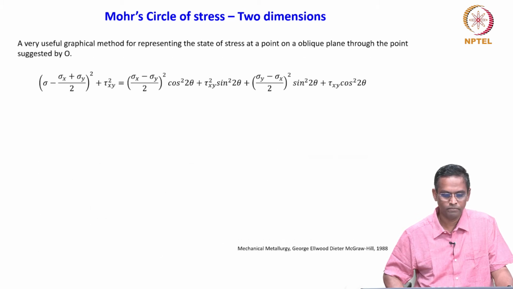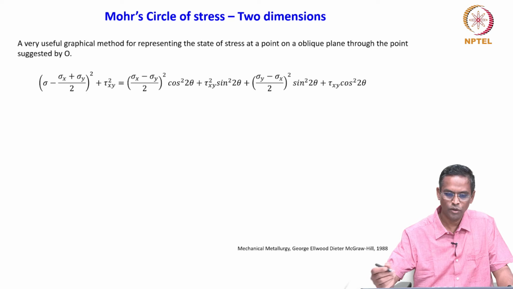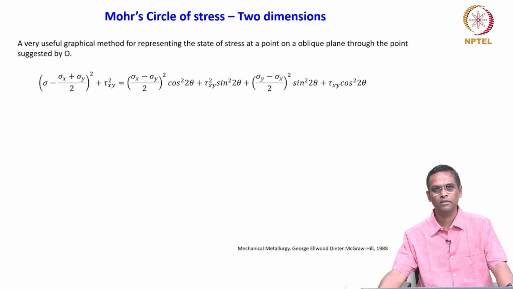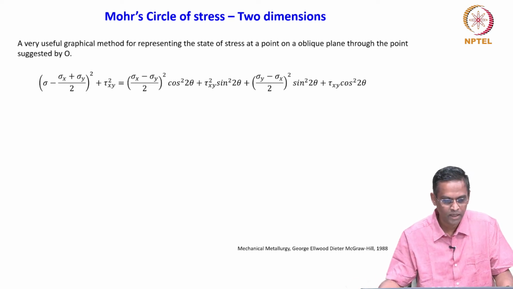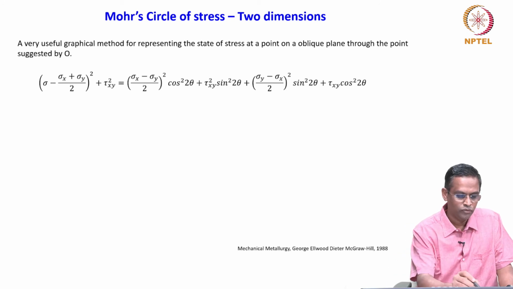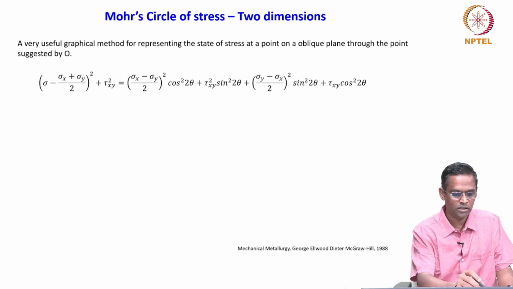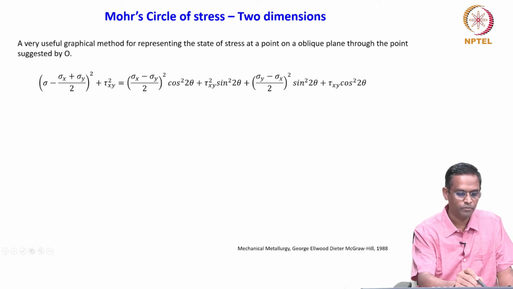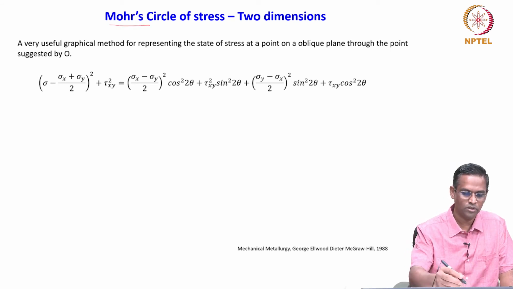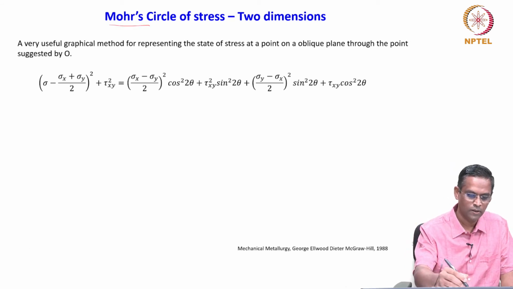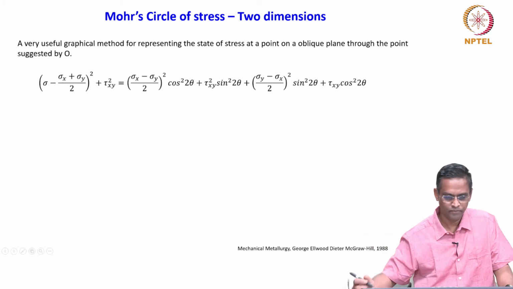And we will now move on to a new way of representing the stress versus strain. A very useful graphical method for representing a state of stress at a point on an oblique plane through a point was suggested by Mohr. Okay, there is a scientist who suggested this methodology. So, it is called Mohr circle. So, what does it convey?